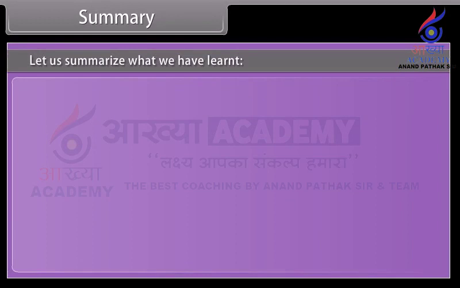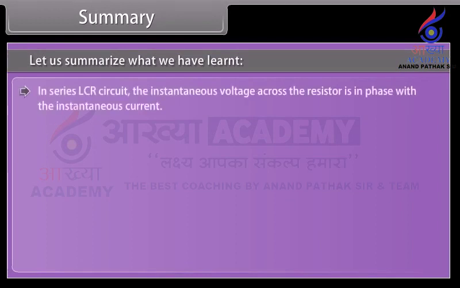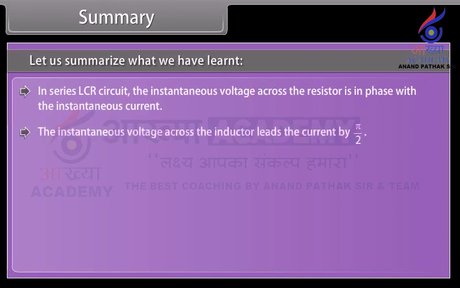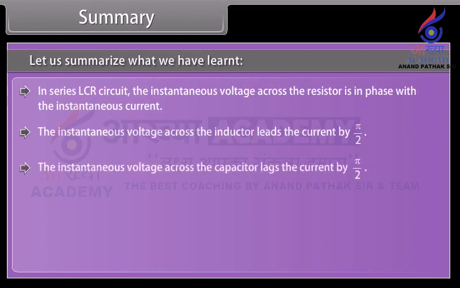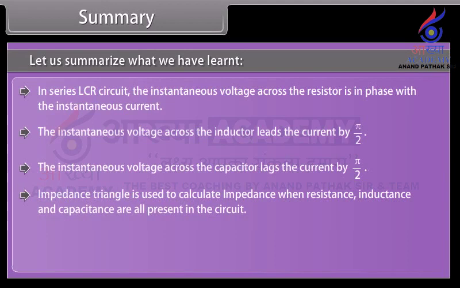Summary. Let us summarize what we have learned. In series LCR circuit, the instantaneous voltage across the resistor is in phase with the instantaneous current. The instantaneous voltage across the inductor leads the current by π/2. The instantaneous voltage across the capacitor lags the current by π/2. Impedance triangle is used to calculate impedance when resistance, inductance, and capacitance all are present in the circuit.